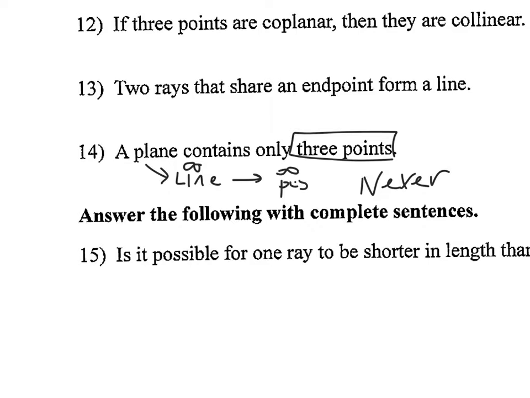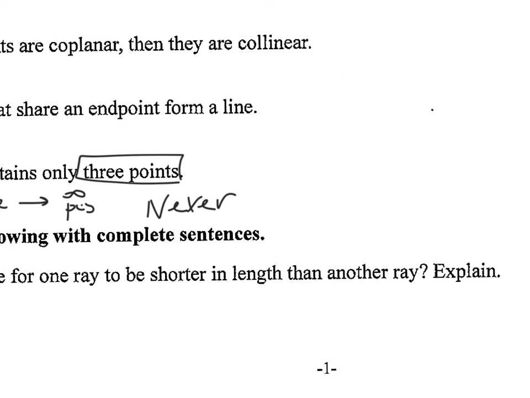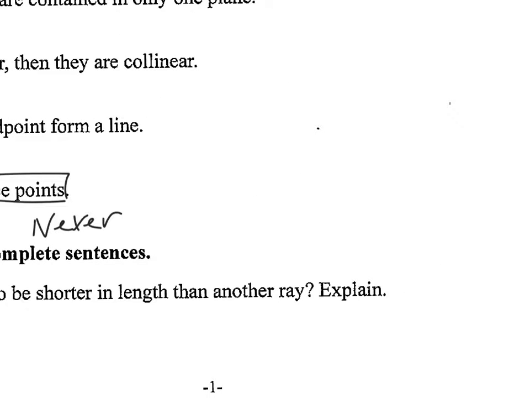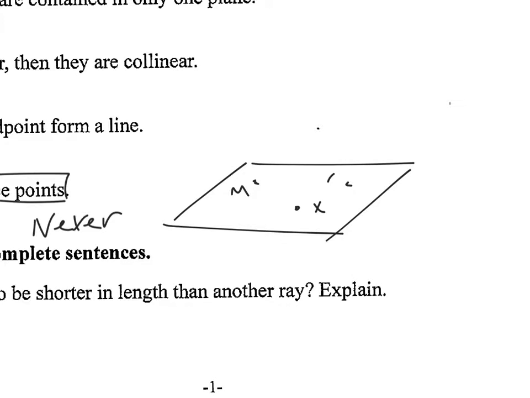Now, we may only label 3, so don't get confused with that, right? I can draw a plane here, and I could just label 3 points, so I can name it. But are these the only 3 points in this picture, M, X, and L? Absolutely not, right? There are an infinite amount here.